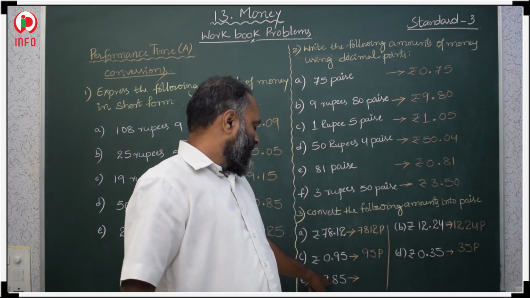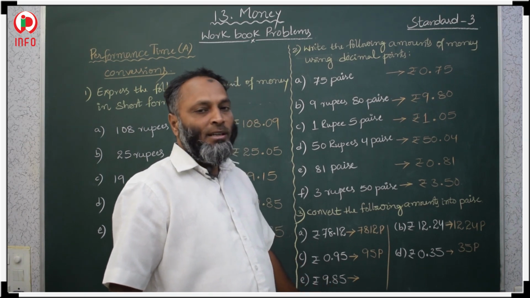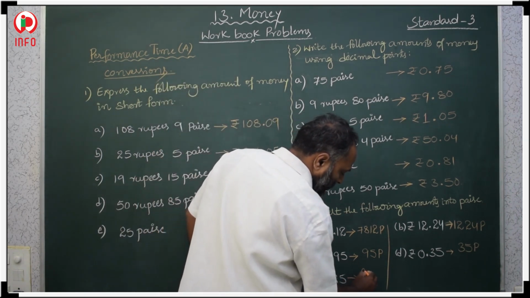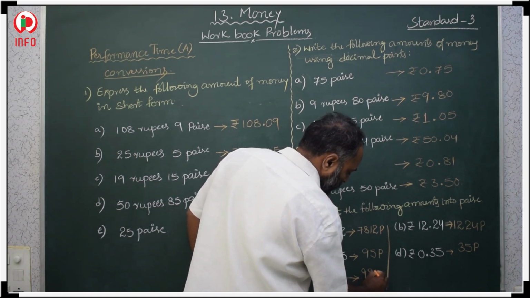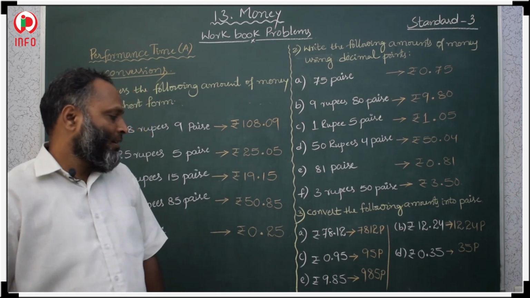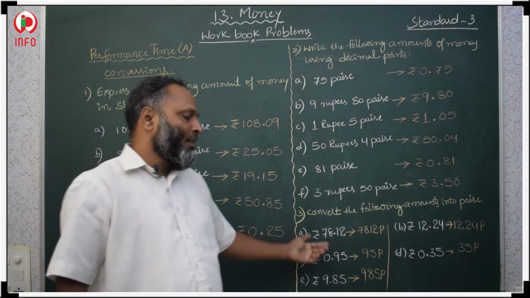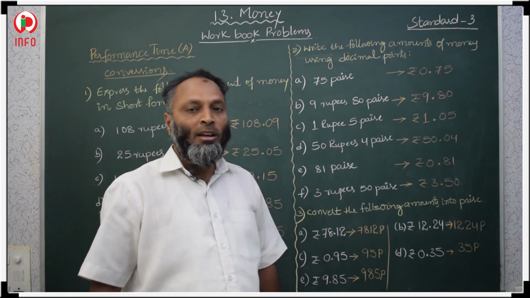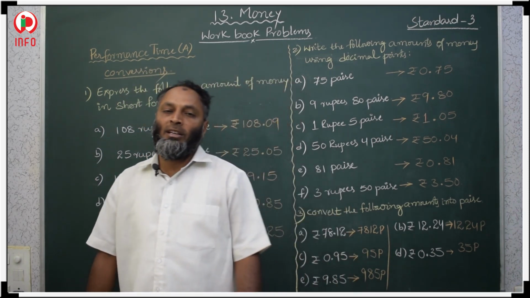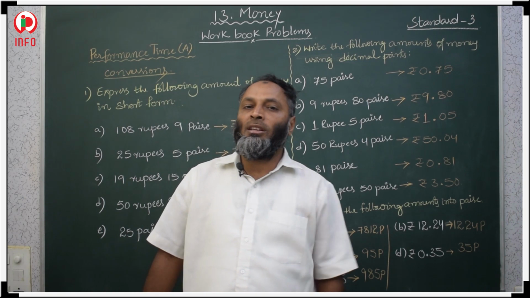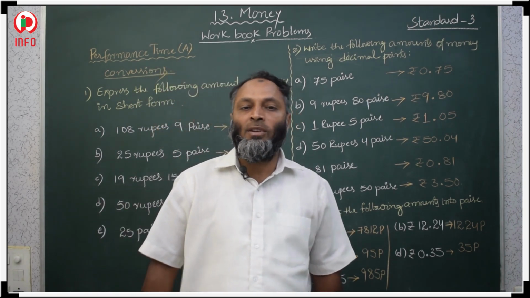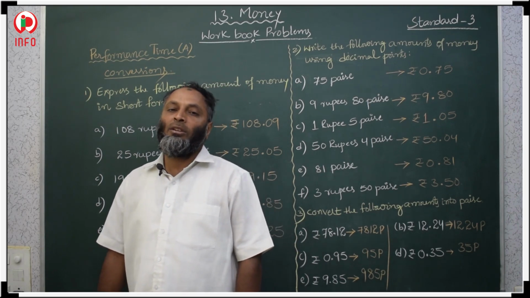Here, remove rupees and point. Given 9 rupees 85 paisa, how to convert? Just take 985 paisa. Okay, so when rupees and paisa are given, how to convert into paisa? Just remove the decimal and rupees symbol and write the remaining numbers. Write paisa at last. So that is the conversion of rupees and paisa into paisa.